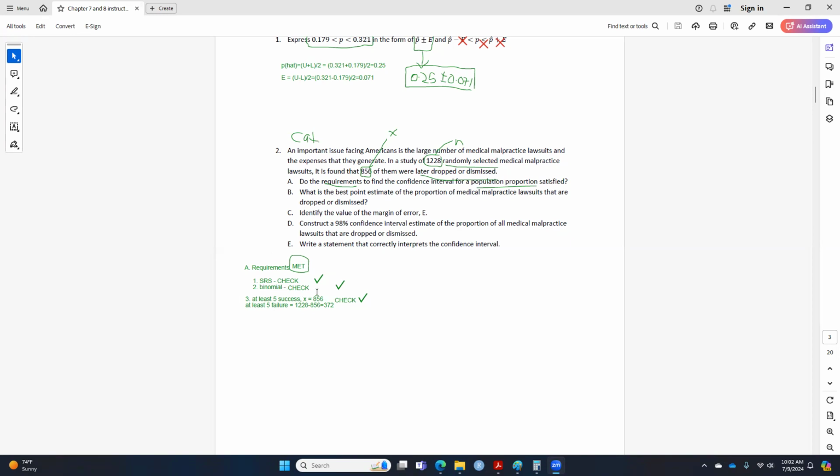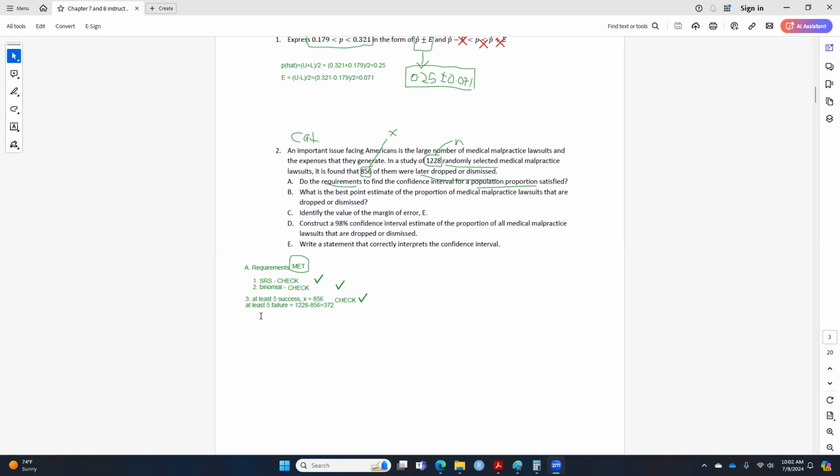The second one is a binomial. There are 4 conditions for binomials. You need to know n. Independence is the second condition. 2 outcomes is the third condition, and the probability being the same is the fourth condition. So if you have all these 4 conditions, then you will check the binomial. And the last requirement here is it needs to have at least 5 successes and 5 failures.